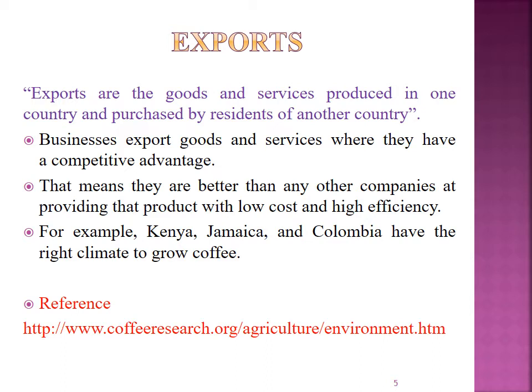So here I have given you a few examples. Kenya, Jamaica and Colombia have the right climate to grow coffee. Yes, Kenya, Jamaica, Colombia. Their climate for growing coffee is very good. Rather than looking at other products, they give high attention to growing their coffee industry. And New Zealand, Denmark and Australia are very good at producing dairy products. Their climate is also good for that, therefore they look to it.